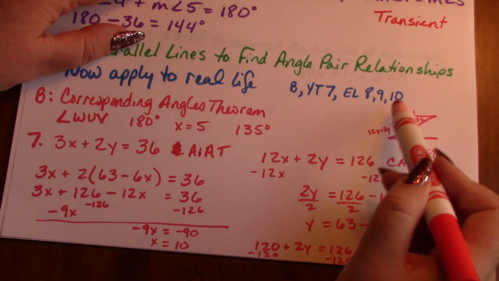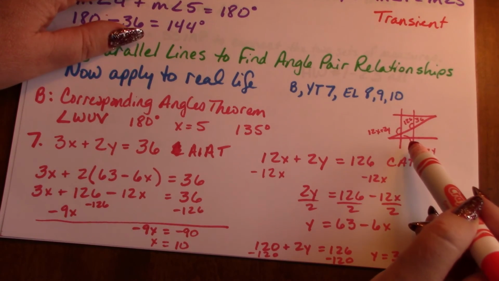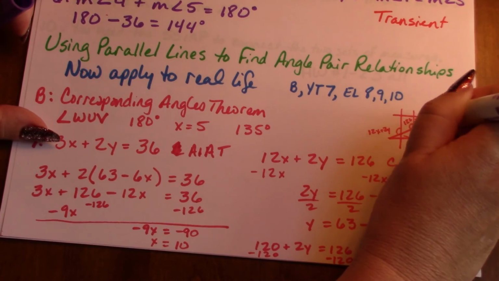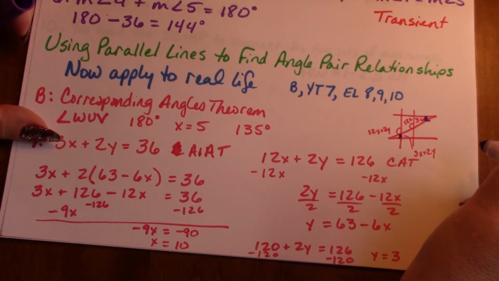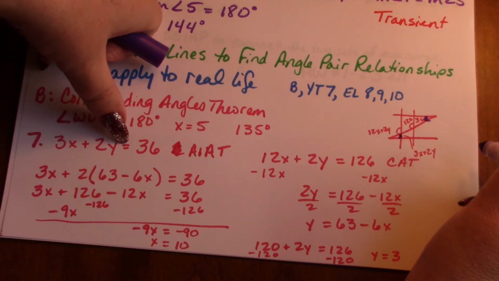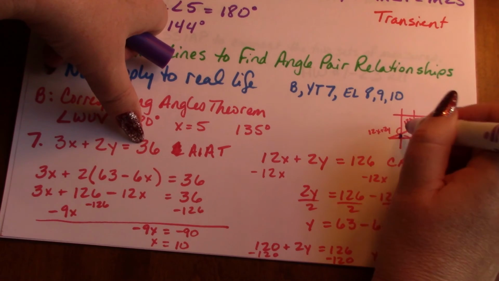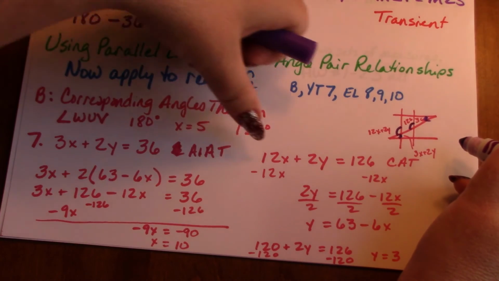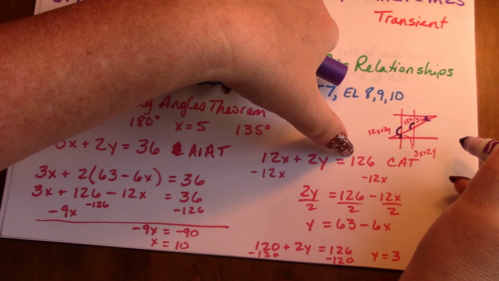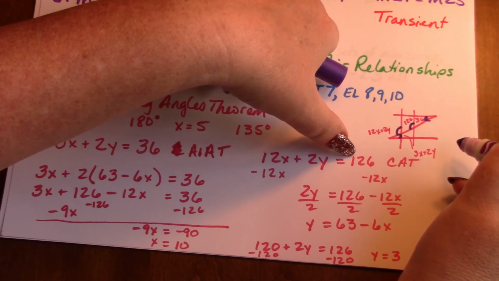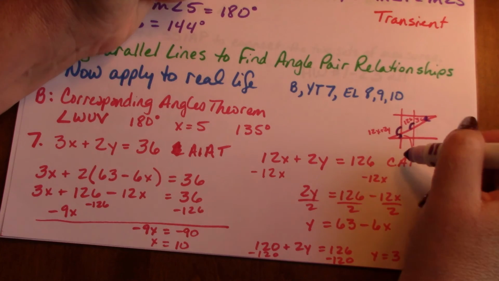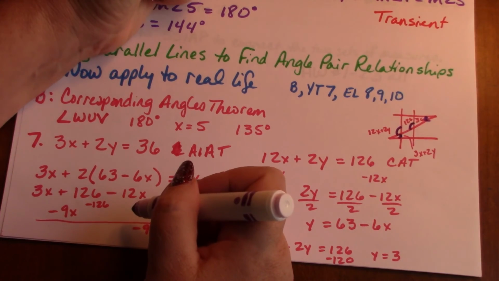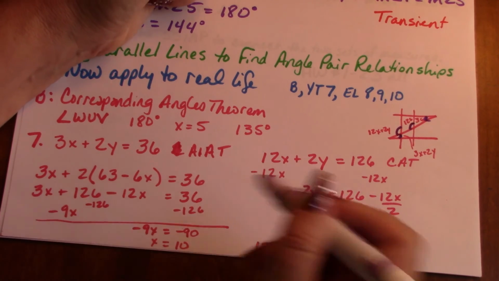With number 7, we have a picture that looks kind of like this, and we know that this angle here and this angle here are the same. So we can say 3x plus 2y equals 36. We also know that this angle and this angle are the same, so we can say 12x plus 2y equals 126. What we want to do is solve for y on one of them and then stick that into the other equation so that we can solve for x.